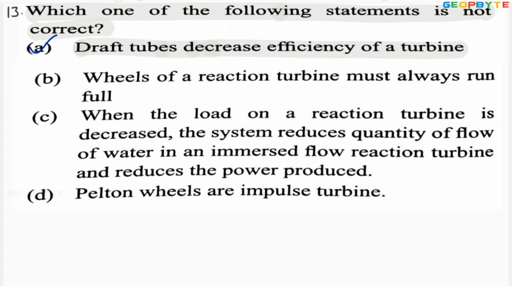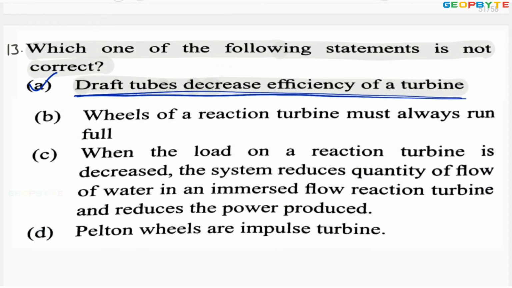can allow the drop of pressure in the turbine below atmospheric pressure. By the time the water pressure is dropping below atmospheric pressure in the turbine itself, the power developed by the turbine increases. Because of the increase in power developed by the turbine, efficiency increases. Remember, my dear friends, draft tube always increases the efficiency of the turbine. Since he is asking the incorrect statement, which one of the following statements is not correct? So incorrect statement is A itself. I hope you got my point.